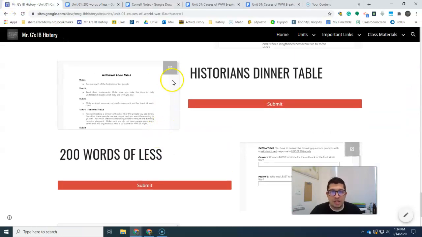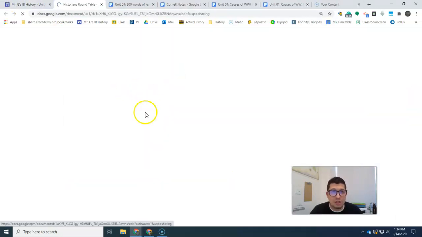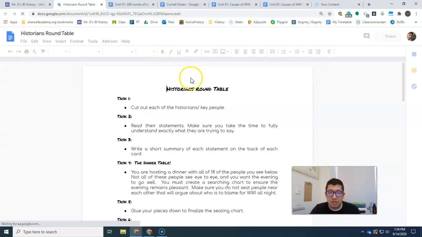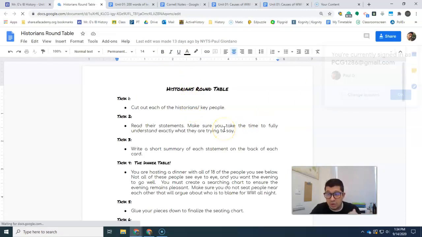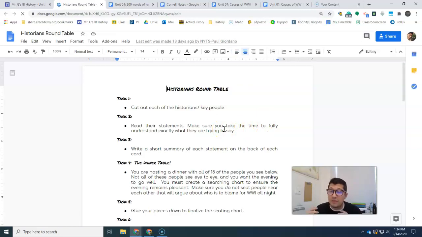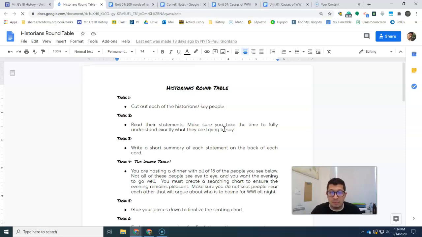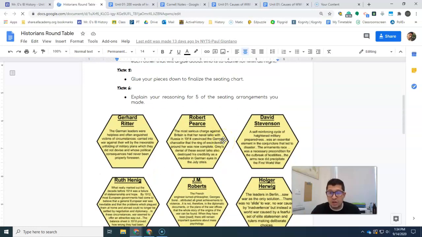And then this is the last assignment for the week, the Historians Roundtable. The instructions on here are very, very laid out for you guys. I don't think you should struggle with this assignment in terms of instructions. If you do, send me an email and let me know. But these are the historians. You're essentially cutting them out. You're figuring out who they are blaming for the First World War.